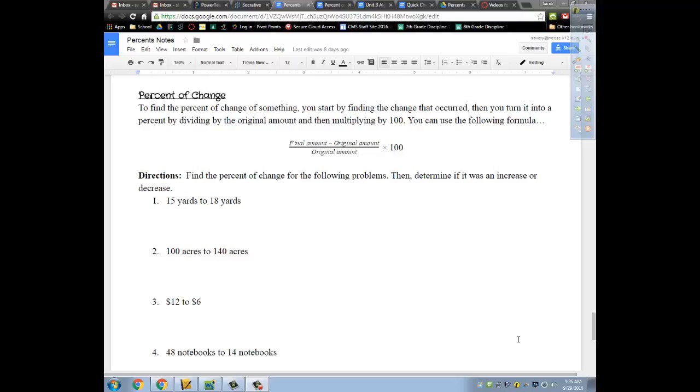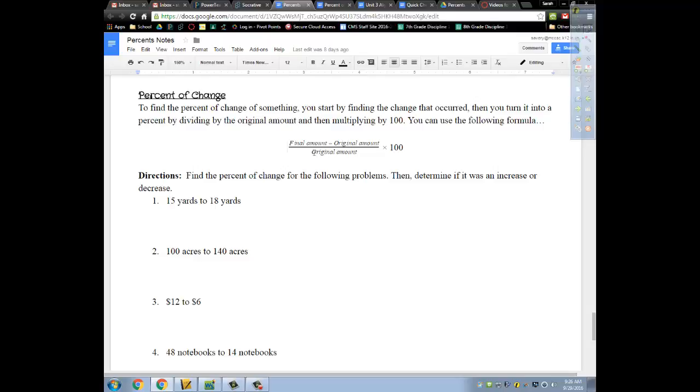Okay, today we're talking about how to find the percent of change of something. So you have to think of what those words mean. For something to change, or to find the change in something, you have to subtract. So in our formula, that's the first thing we're going to do: subtract our numbers on the top of a fraction. And then to turn a number into percent, you always divide and then multiply by 100.